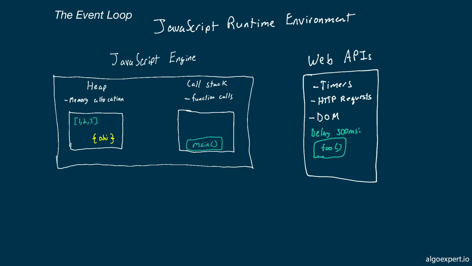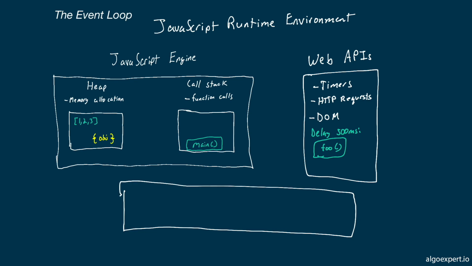But then, what happens after 500 milliseconds? How does foo ever get called? Well, to do this, there's one more component we need to add to our diagram, and that is the task queue. The task queue is a queue data structure, meaning that the first item added to the queue is the first one to be removed. I like to think of this as like standing in a line. You also might hear this task queue referred to by other names, such as the callback queue or the message queue, but they are all just different names for the same concept.